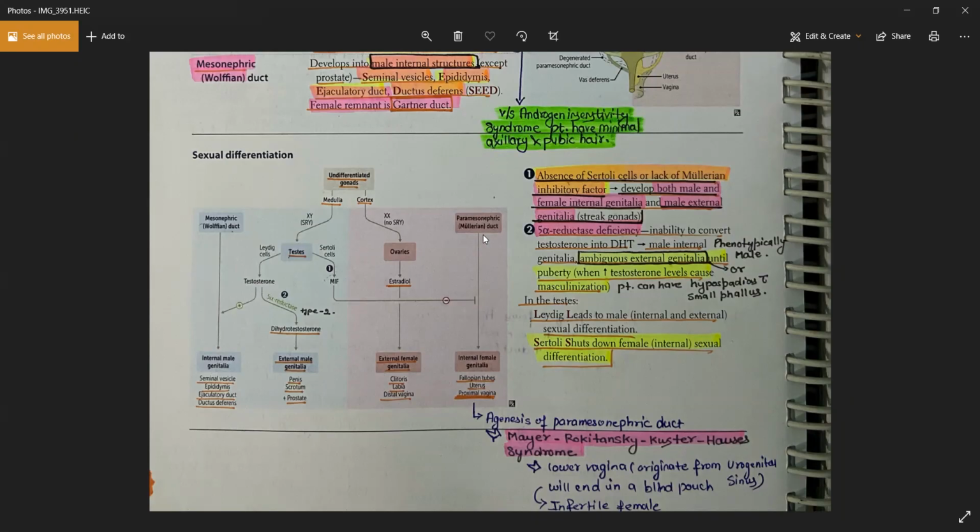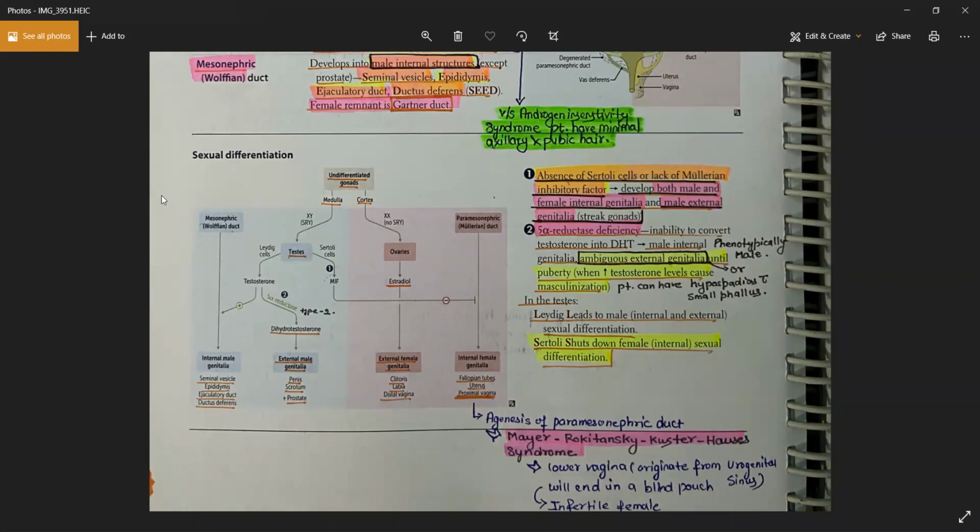So this thing can only be suppressed. It does not need any induction, okay? But it does require the suppression by the MIF. If the MIF is not present, somehow you got a mutated Sertoli cells, in that case this MIF cannot suppress this Mullerian duct, and you will end up having both the male as well as the female internal genitalia, right?